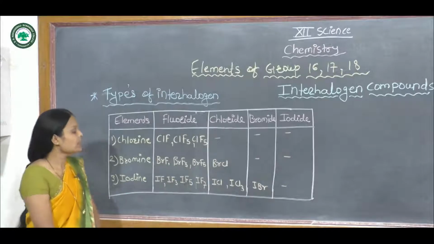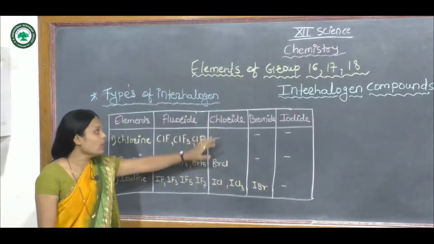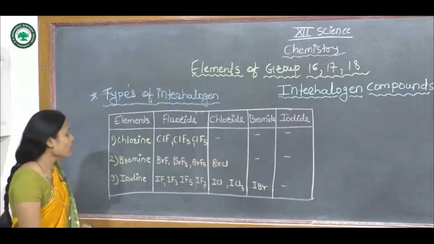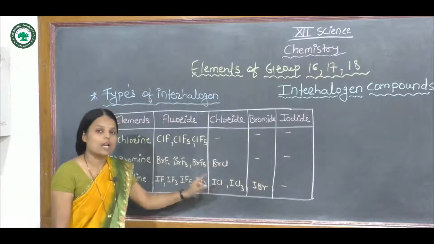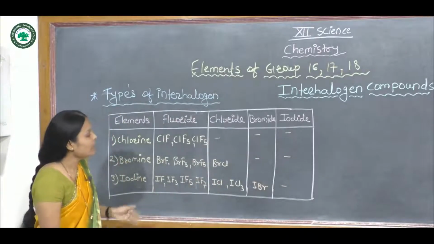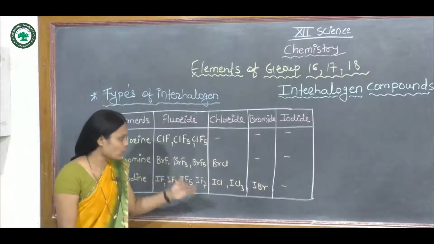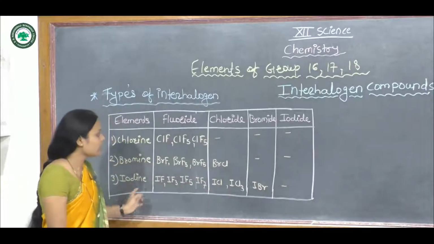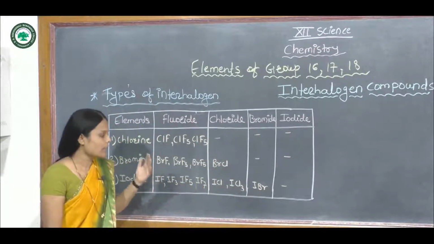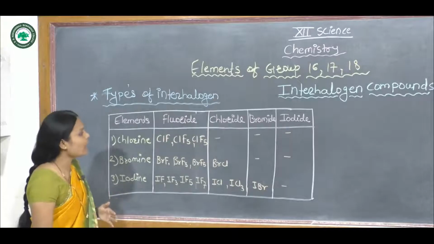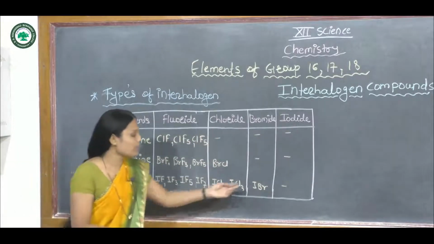Similarly, iodine reacts with chlorine and forms a new compound, iodine chloride, ICl. Then ICl3 means iodine trichloride. Iodine reacts with 3 molecules of chlorine and forms iodine trichloride. Iodine also reacts with bromine and forms a new compound, iodine bromide.